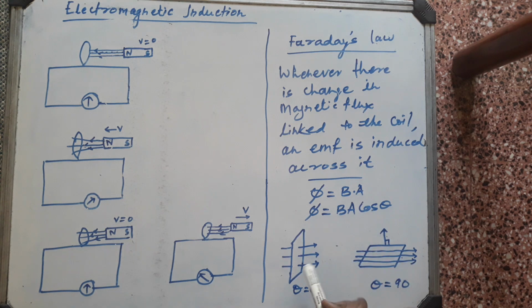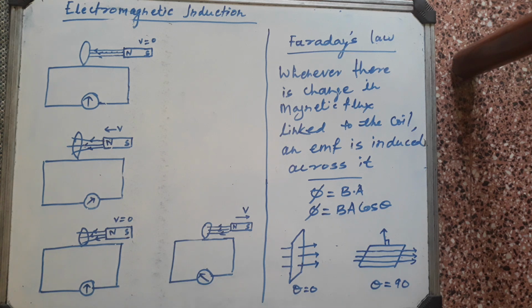If the angle between this B and the normal to the surface is 0, more flux will pass through this. If the angle between the normal to the surface and the field lines is theta equal to 90 degrees, then phi will be equal to 0, because cos 90 is equal to 0. So phi will be equal to 0.